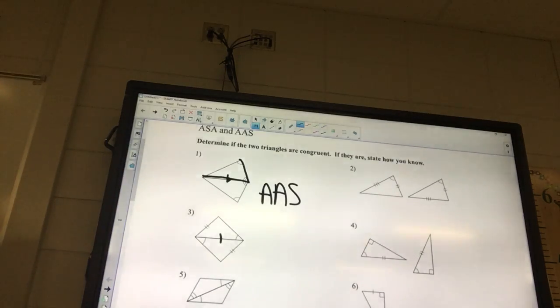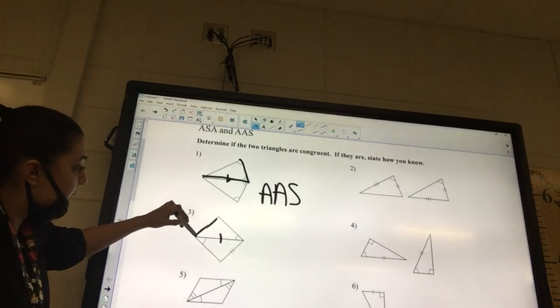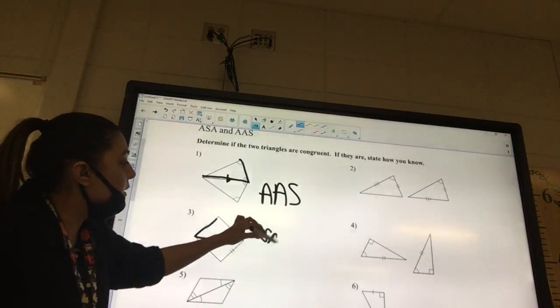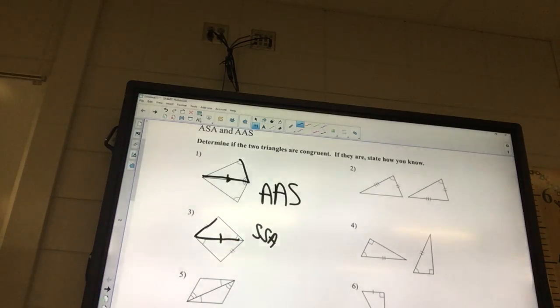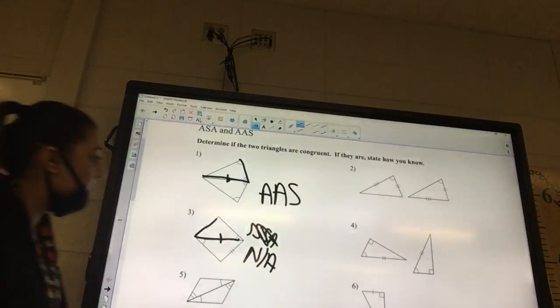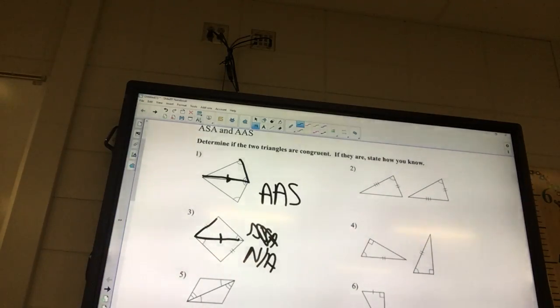Okay, so pick your pencil, put it on a side or an angle first and see what you got. Okay, well, we've got a side, side, angle. Does that help us any? No, it's not any of our options, so it has to be NA. Not applicable. There's not enough information there for us to do anything with.